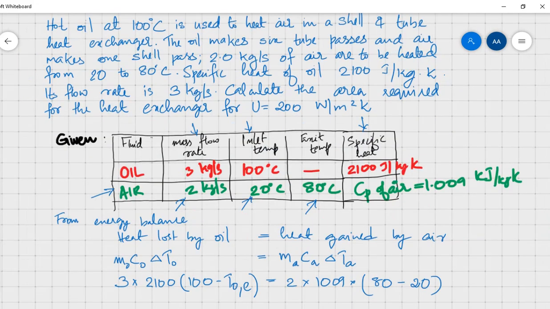The first step in solving this problem is to apply the energy balance. The heat lost by oil is going to be the heat gained by air. Therefore, m c delta T for oil shall be equal to m c delta T for air. Now the point to be noted here is that the delta T that is taken in these equations is the absolute change in temperature. So it is going to be the highest temperature of the fluid minus the lowest temperature of the fluid. When the values given are plugged in, you can finally evaluate that the exit oil temperature is going to be equal to 80.78 degrees Celsius.